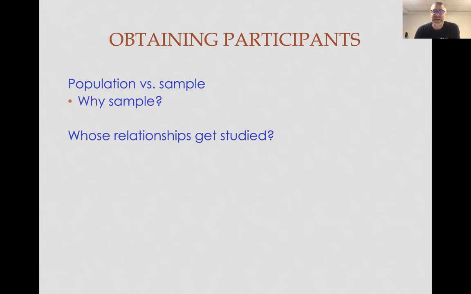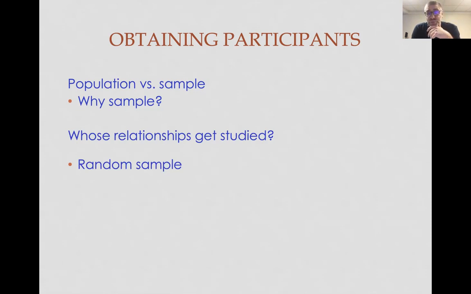That's why we sample. Another question that we need to ask ourselves when we obtain participants is, whose relationships get studied? In a perfect world, we would always choose a random sample of our population, a random subset selected from our population. I'm trusting that this is at some level review for most of you, so I'll go fairly quickly. But if you have questions, post them to the discussion board. I'm happy to jump in there too.